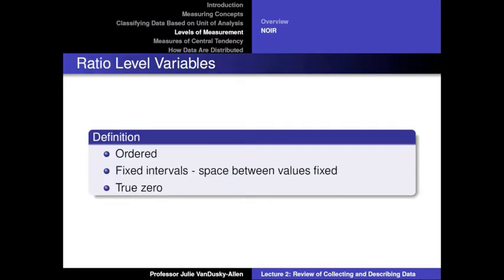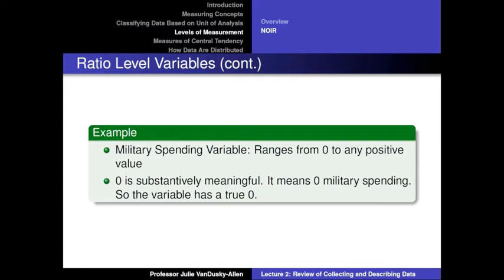Last, ratio level variables are ordered, the spaces between the categories are fixed, and ratio level variables have a true 0. Military spending is a ratio level variable. Military spending ranges from 0 to any positive value, and 0 is substantively meaningful. It means 0 military spending, so the variable has a true 0.